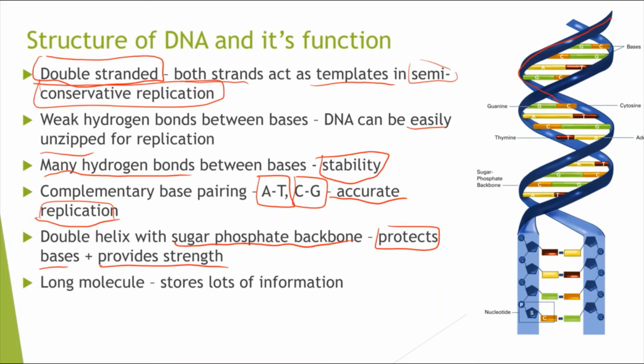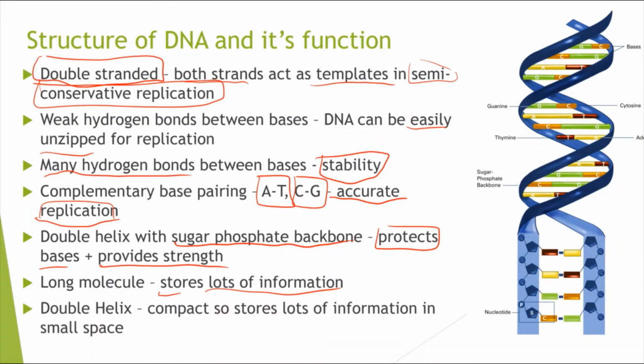And because DNA is a very long molecule, much longer than RNA, it can store lots of information. That's why it's useful. And because it's a double helix, it's double stranded, this means it's compact, so a lot of information can be stored within a small space, so it does not take up a lot of space.